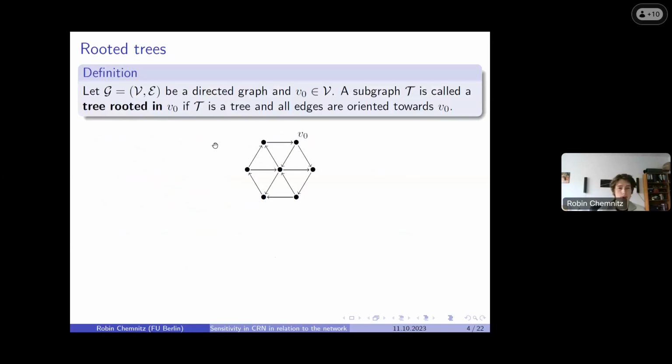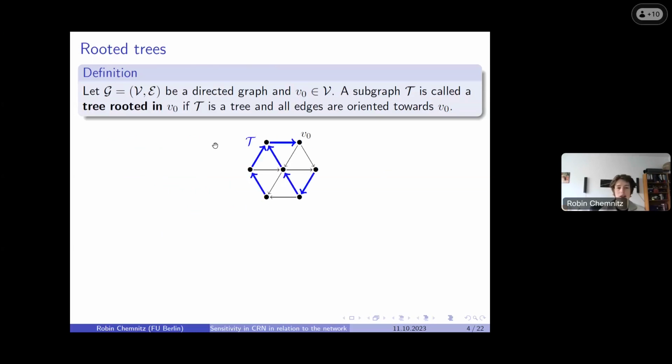The next concept we'll need in graphs are rooted trees. These are maybe a bit less common. They are also sometimes called arborescences or anti-arborescences, depending on the direction. Given a directed graph, we can consider a subgraph with a root v0. We call the subgraph a tree rooted in v0 if, on the one hand, it's a tree when you consider it as an undirected graph, and all edges are oriented towards v0.